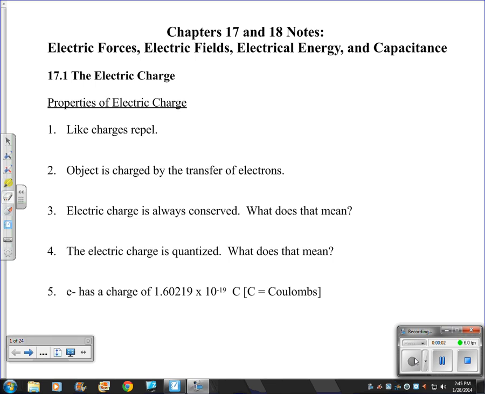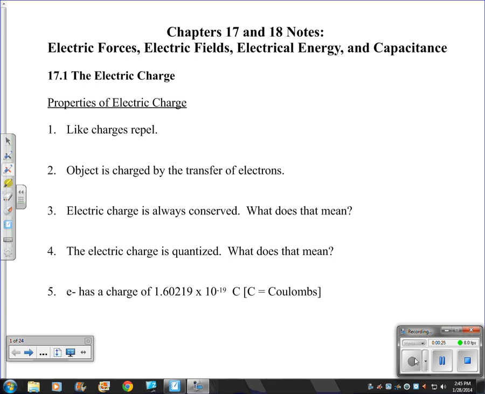This is the first Vodcast for your Chapter 17 and 18 notes. We'll be talking about electric forces, electric fields, electrical energy, and capacitance. We'll start with Section 17.1, electric charge, and we'll be looking at properties of electric charge and properties of the atom. We'll start with 5 properties of electric charge, and the first one is that like charges repel.